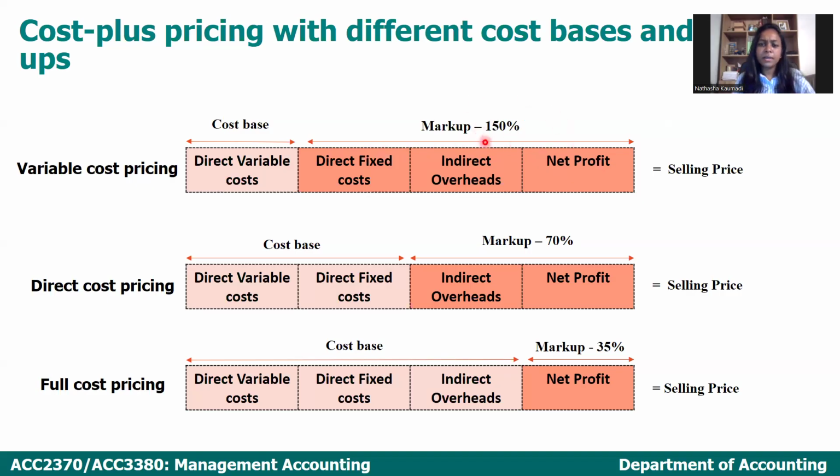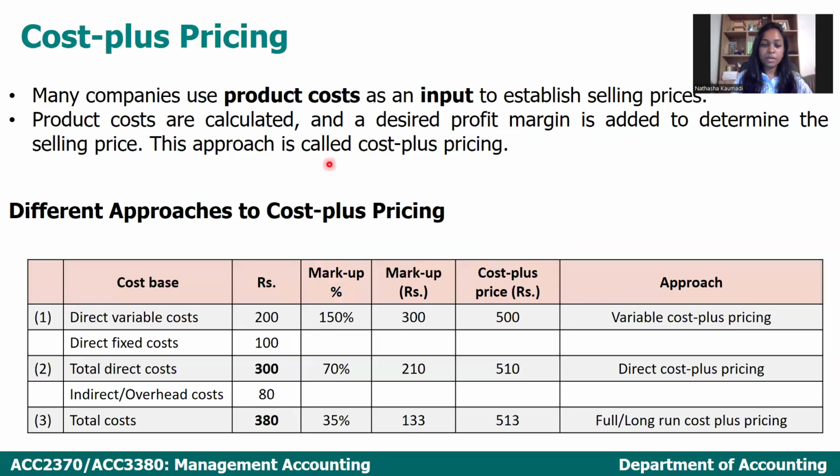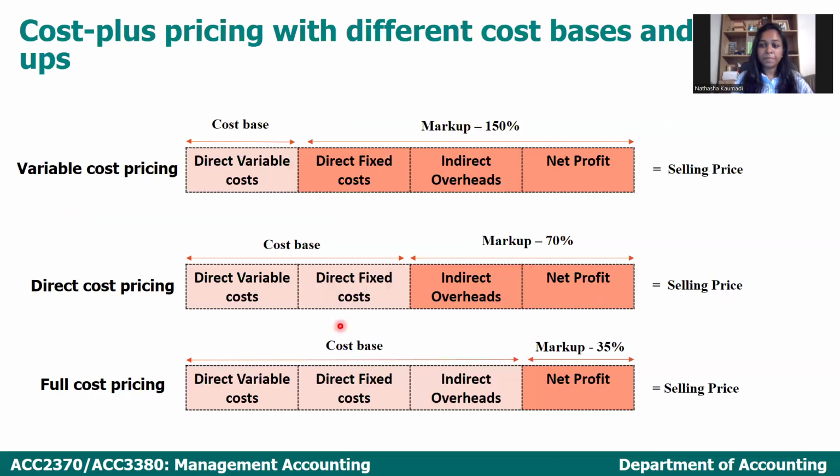So you are adding a higher markup, 150%. That's why you added it to 200, that is your direct variable cost. You have so many other costs coming. So you added a 150% markup. Then you decide the selling price.